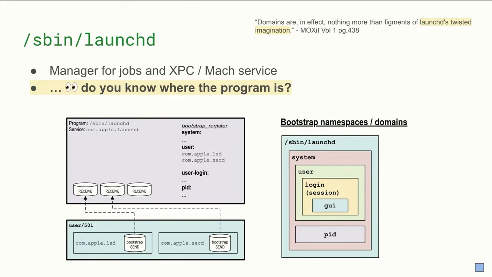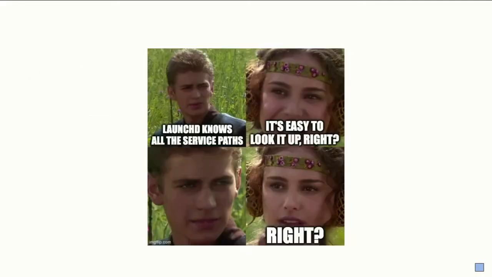And the PID domain: every process on macOS is given its own domain. You can kind of see how this materializes on that diagram on the left there. You'll see that every service has a send right to the bootstrap server, and the bootstrap server can receive these requests. One thing to spell out here is that these domains are nothing but a twisted figment of launchd's imagination, like Jonathan Levin spelled out here. Okay, so that sounds pretty good.